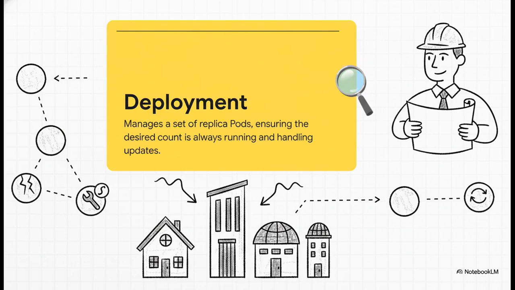But here's the thing. You almost never touch a pod directly. That would be like managing every single brick in a city. Instead, you use something called a deployment. You just tell the deployment, hey, I want 3 copies of this app running, and it acts like a city planner. It makes sure those 3 houses are always there, and if one burns down, boom, it automatically builds a new one to replace it.